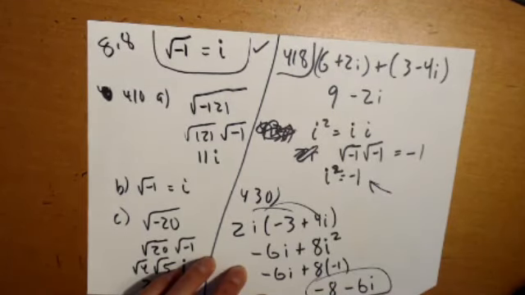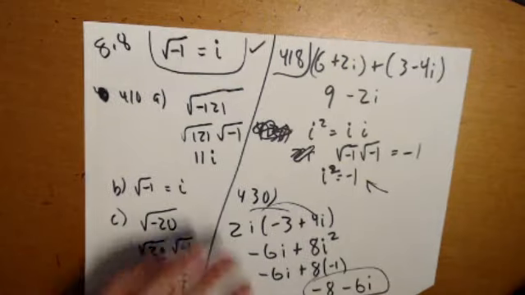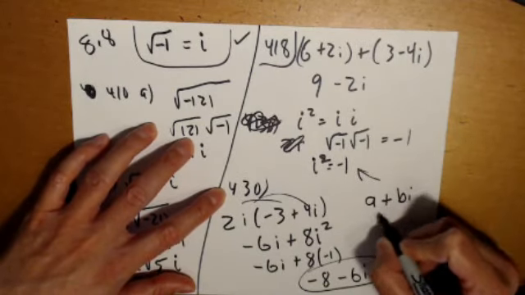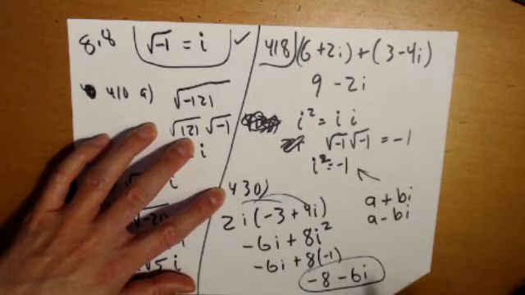Ta-da! And technically speaking, whenever you have number stuff and i stuff, you're supposed to put the i stuff next. So the book probably mentions to write your answers as a plus bi or a minus bi. See, the a is the number stuff, then the other number, then the i stuff. So it looks pretty like that.